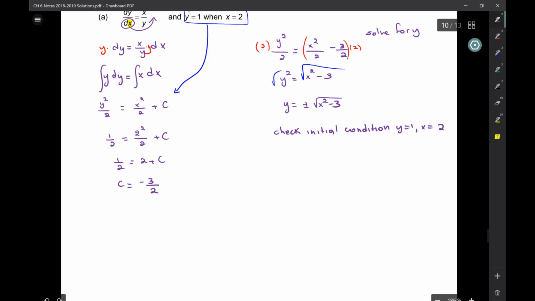So look at what I have. 1 equals plus or minus the square root of 2 squared minus 3, right? 2 squared minus 3, that's 1. So you should take the plus sign in order for it to equal the correct y value. So it's this one. Therefore, y is the positive square root of x squared minus 3.